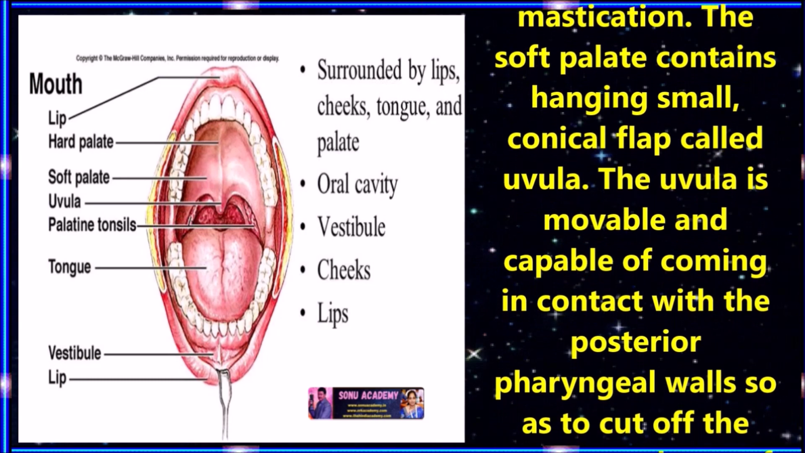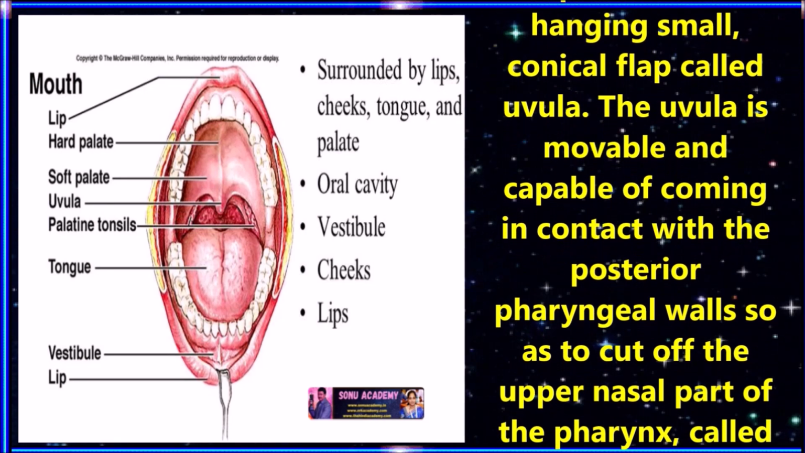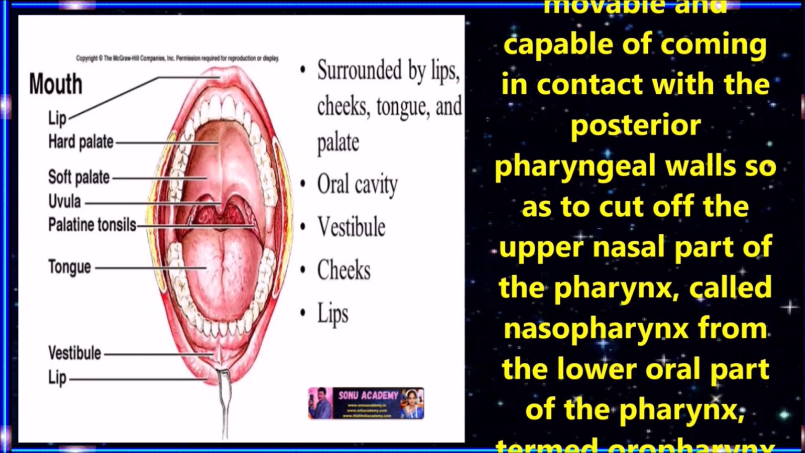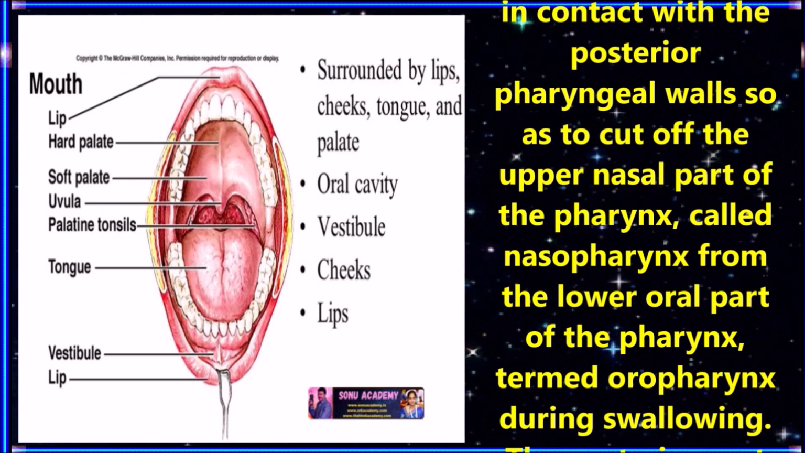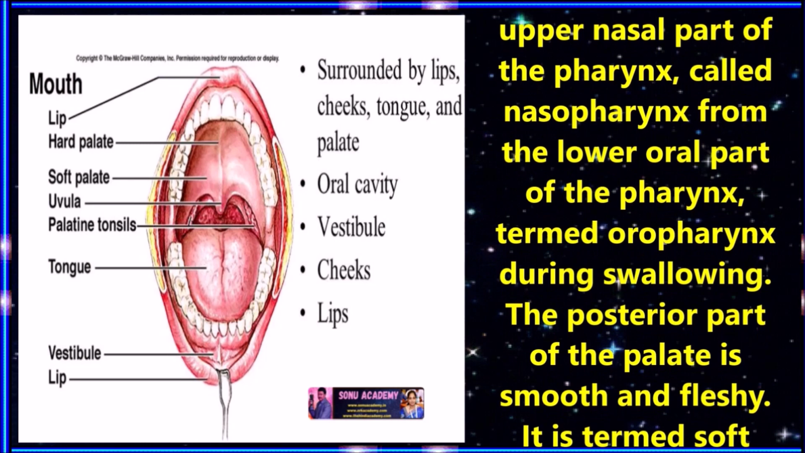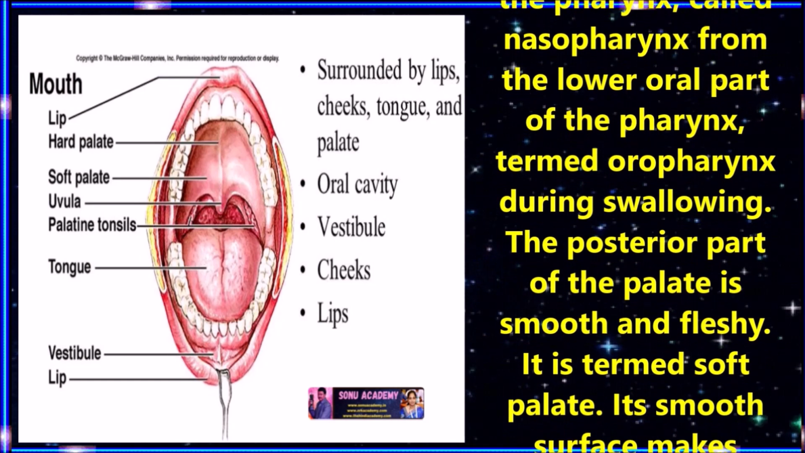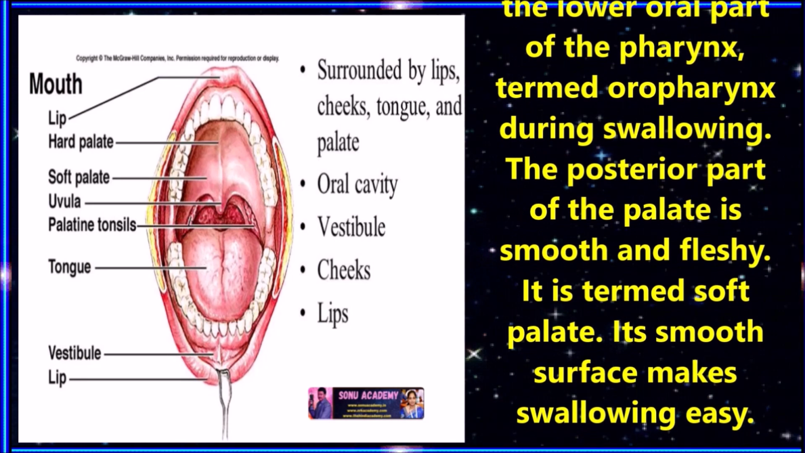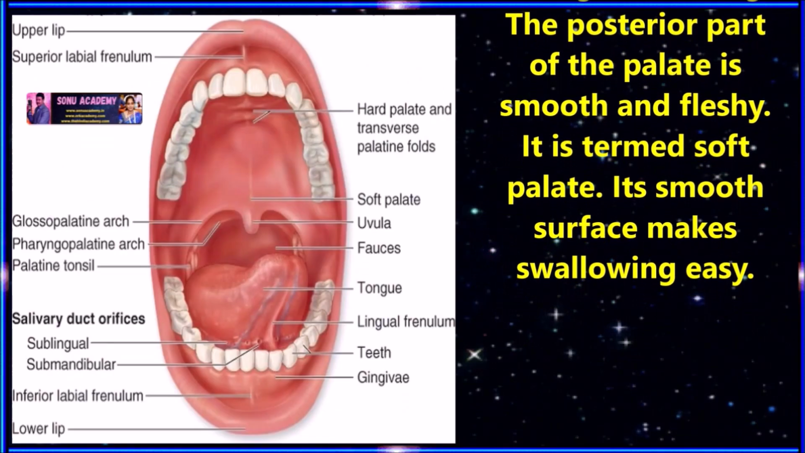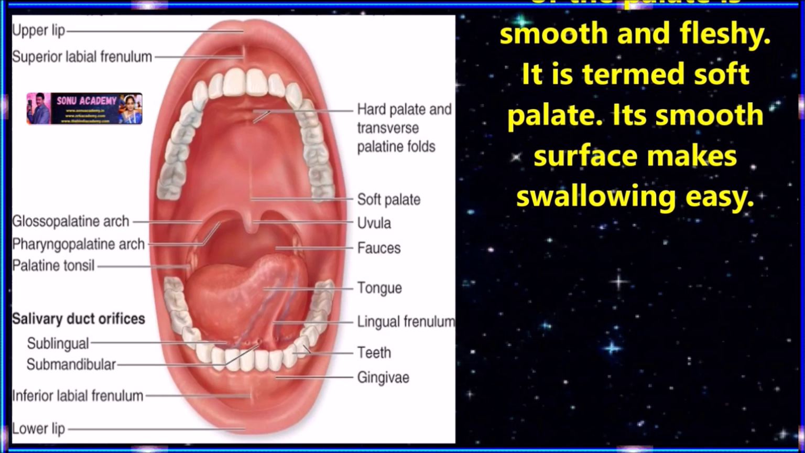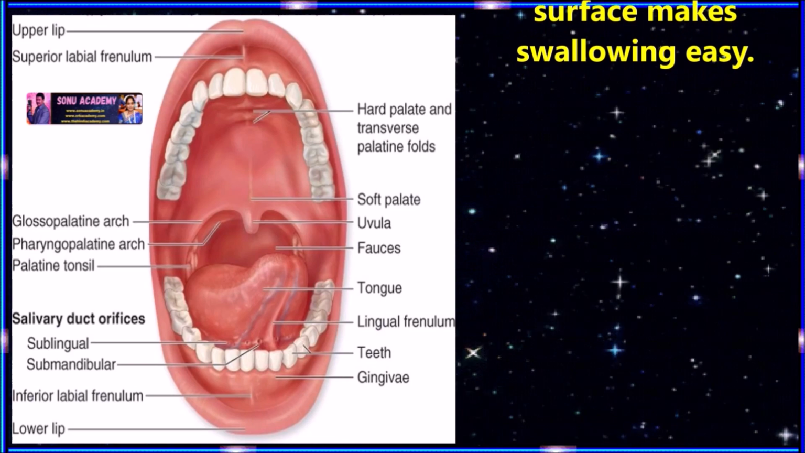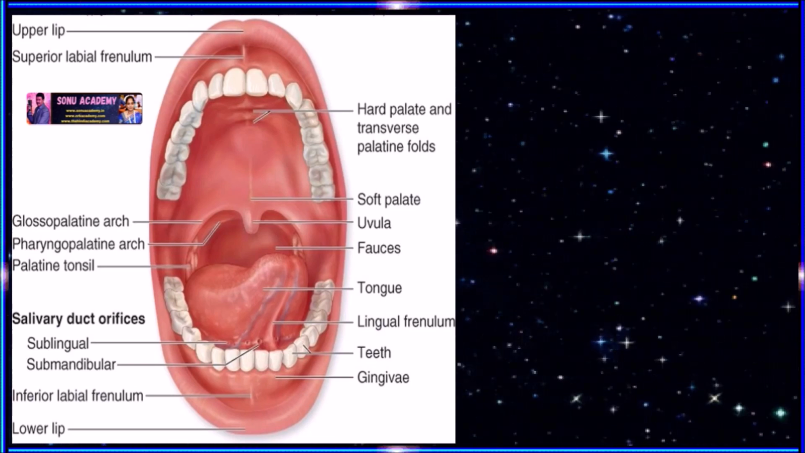The soft palate contains a hanging small conical flap called uvula. The uvula is movable and capable of coming in contact with the posterior pharyngeal walls so as to cut off the upper nasal part of the pharynx, which is also called nasopharynx, from the lower oral part of the pharynx termed as oropharynx during swallowing. The posterior part of the palate is smooth and fleshy. It is termed as soft palate. Its smooth surface makes swallowing easy.